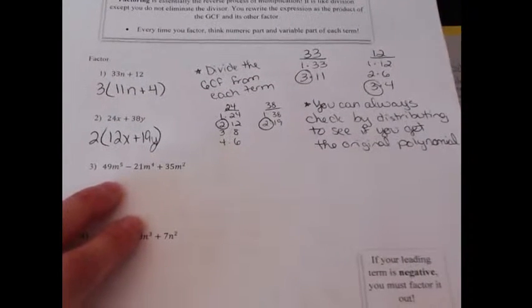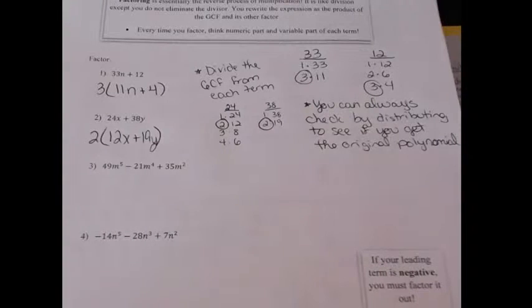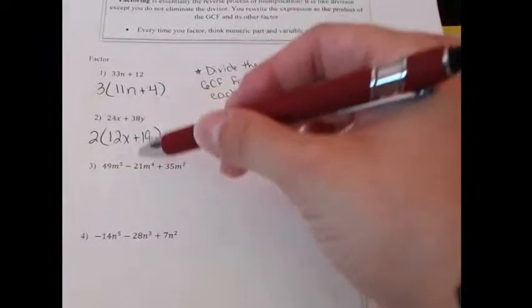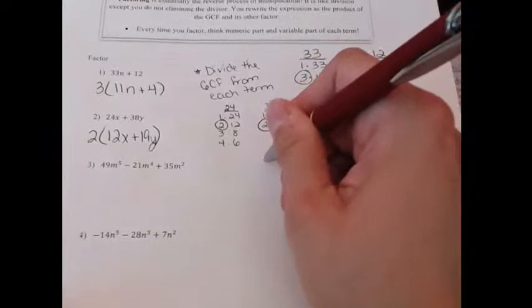Check out number 3. 49m to the 5th minus 21m to the 4th plus 35m to the 2nd power. So again, we have 2 parts to every term. Let's start with the numeric part. We have 49, 21, 35.